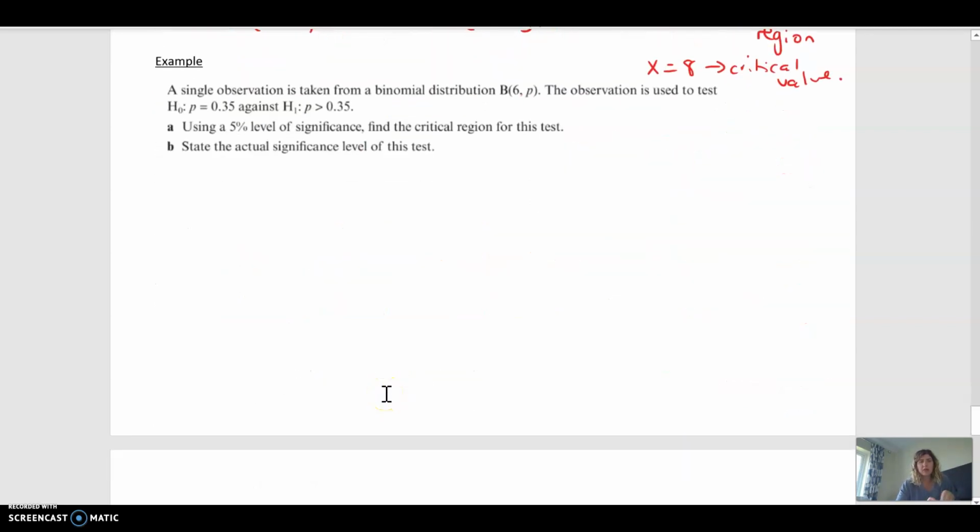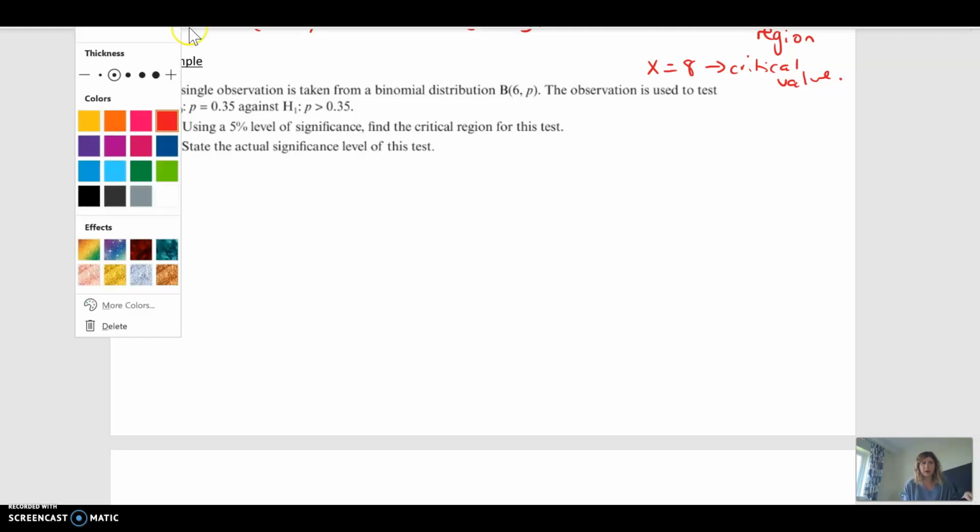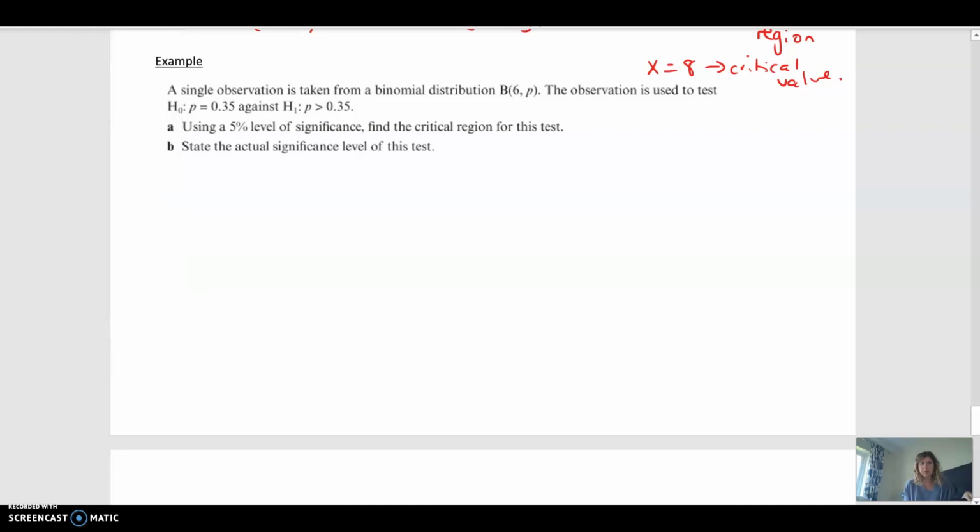All right, this first example. We've got a single observation taken from a binomial distribution with 6 trials and a probability p. The observation is used to test H0: p equals 0.35, and the alternative hypothesis is p greater than 0.35. So using a 5% level of significance, find the critical region for this test.